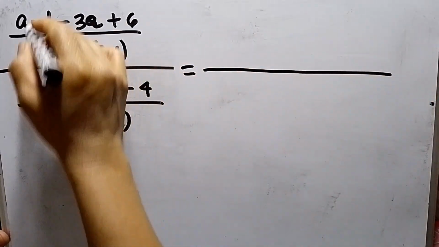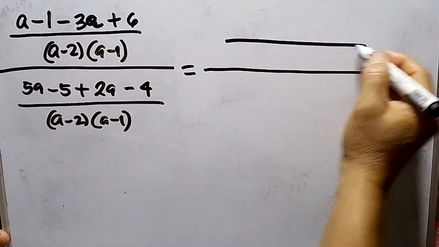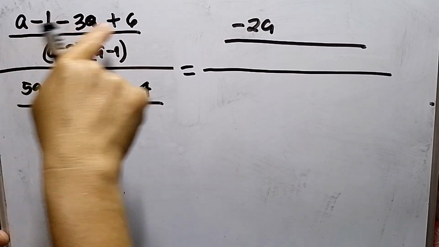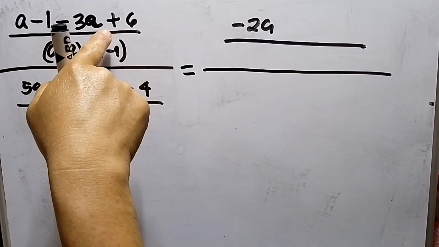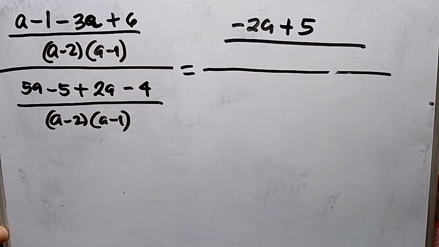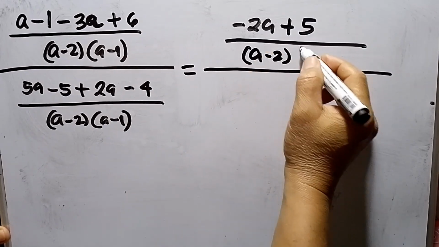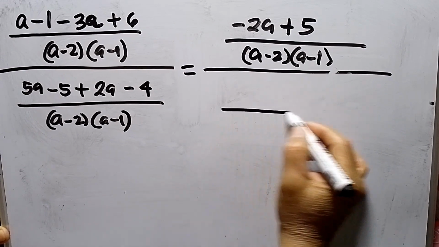So this will be, take note, a minus 3a, that will be minus 2a. And then minus 1 and then plus 6. Since 6 is greater than 1 and 6 having its positive sign, this will be plus 5. And then just copy this one, a minus 2 and then a minus 1. Then how about the denominator?